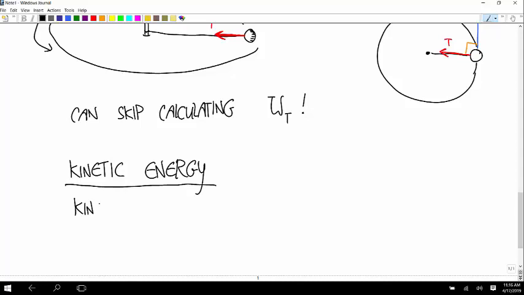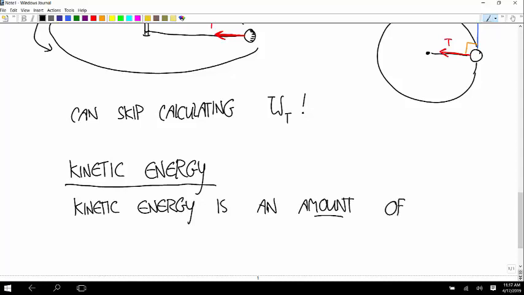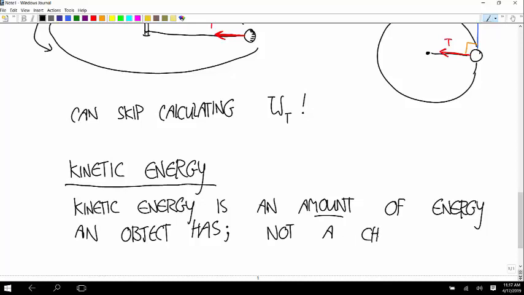Kinetic energy is an amount of energy that an object has. It's not a change in energy. So remember, work was a change in energy. This is different. This is like how much energy does that thing have at this instant? So it's not a change in energy like work.